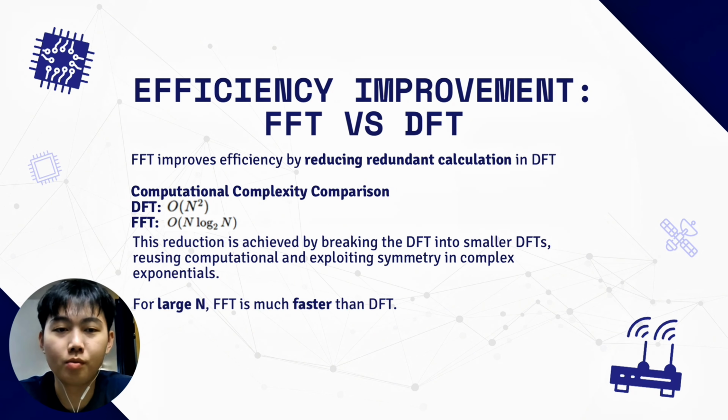In order to solve the problem, FFT improves the efficiency by reducing the redundant calculations. It breaks the DFT into smaller parts and reduces computations. As a result, the complexity is reduced from order n squared to order n log n. For larger n, FFT is much faster than DFT and is the preferred method for practical signal processing.